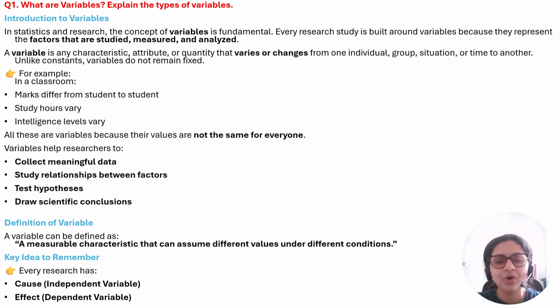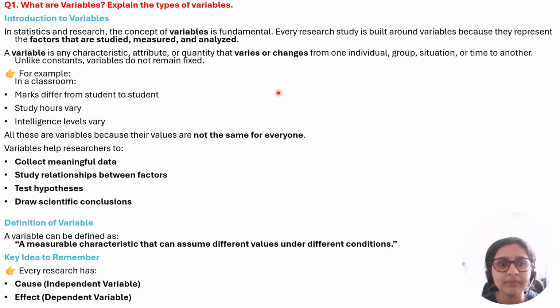First question, what are variables? Explain the type of variables. In statistics and research, the concept of variables is fundamental. Every research study, not only in statistics, any subject you take, is built around variables. Because what are these variables? They are factors that are studied, measured, and analyzed. So it is the variables that we are going to study in statistical research.